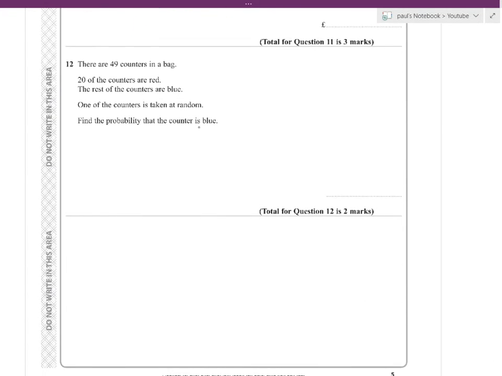Right, number 12. There are 49 counters in the bag, 20 are red, the rest are blue. One of the counters is taken at random, find the probability that it is blue. So if we take 49, take away all the red ones, which equals 29. So you've got 29 blue. Find the probability, so it's 29 out of 49.